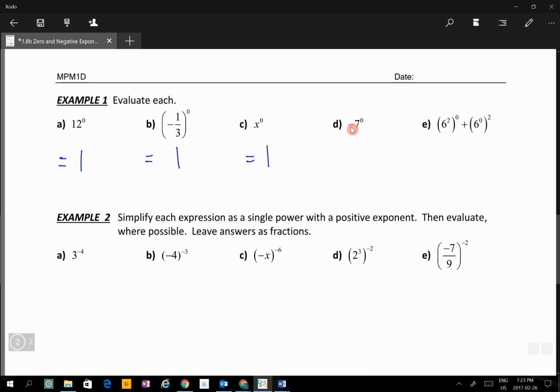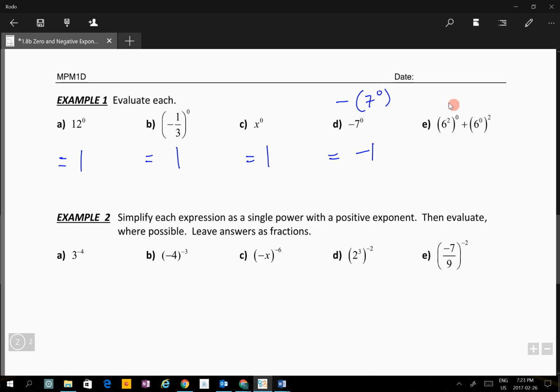Negative 7 to the power of 0. Now be careful, the negative is outside. The exponent only acts on the base. It operates only on the base. So I have to do the exponent first, acting on the 7. So 7 to the power of 0 is 1. And then I put the negative afterwards, multiplied by that negative.